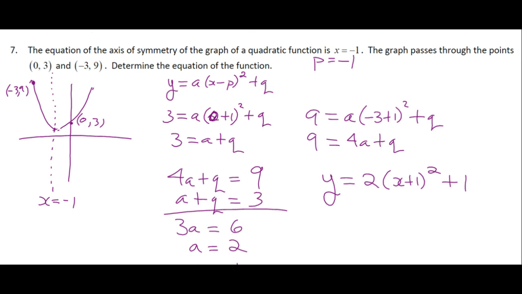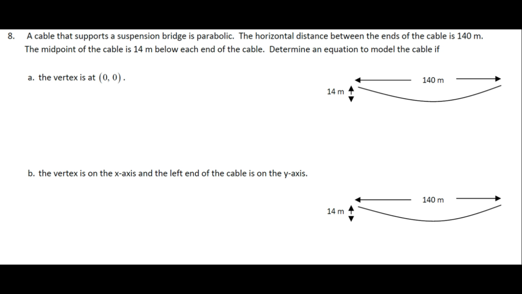All right, so this is the harder one, right? Because you're solving a system. A cable that supports a suspension bridge is parabolic. Not true, it's a catenary. But we're going to say it's parabolic. The horizontal distance between the ends of the cable is 140 meters. Actually, I think when you hang weight from it, it does become parabolic. The midpoint of the cable is 14 meters below each end of the cable. Determine an equation to model the cable if the vertex is at 0, 0.